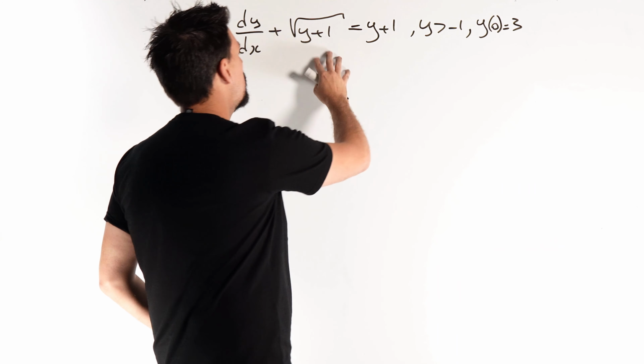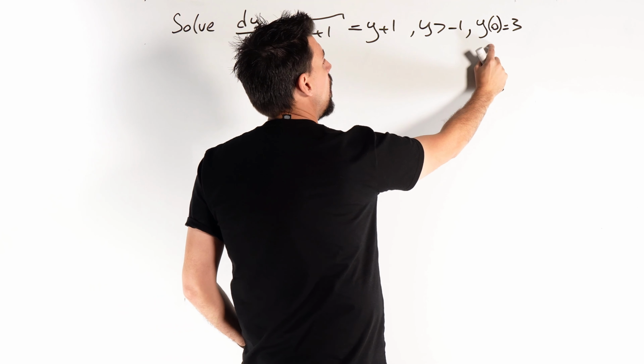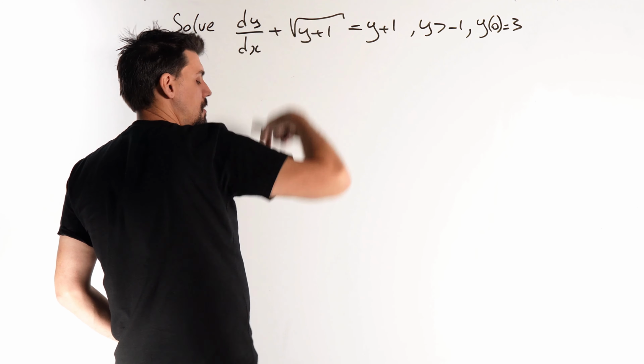So it's dy/dx plus square root of y plus 1 equals y plus 1, y is greater than minus 1, y of 0 is 3. Now, why do we need y is bigger than minus 1? Because of the square root.